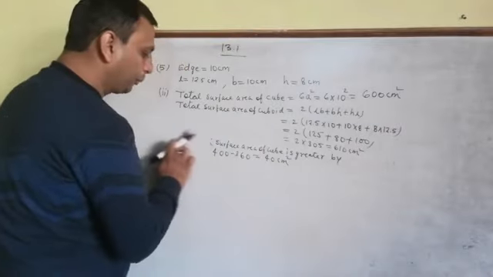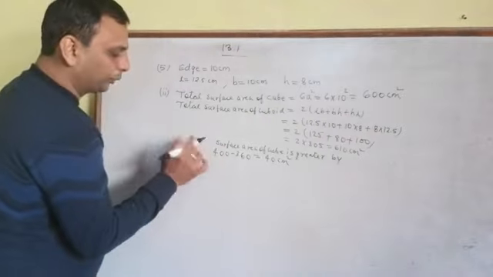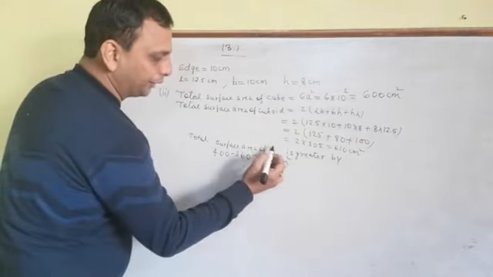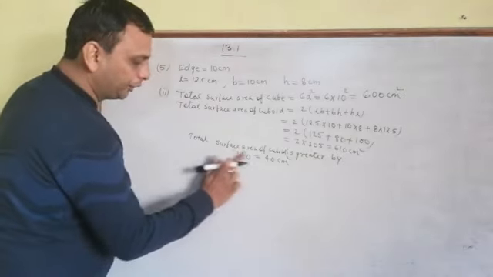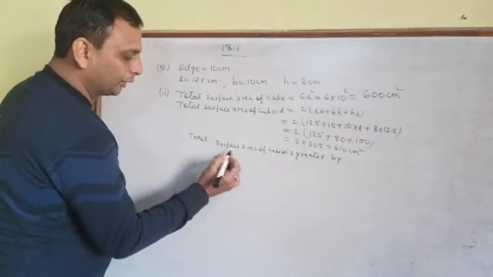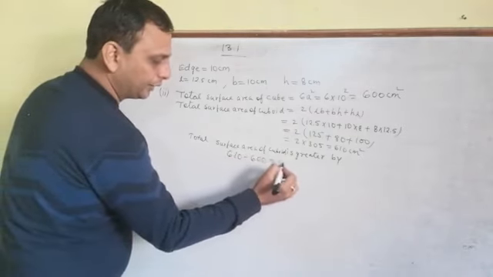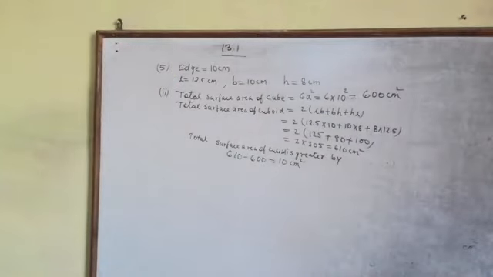So which surface is more? Obviously this is 610, this is 600. You can write the total surface area of the cuboid is greater. Cuboid is the greater. By how much? We'll subtract here. 610 minus 600, 10 centimeter square, it is greater. Cuboid is greater than that.